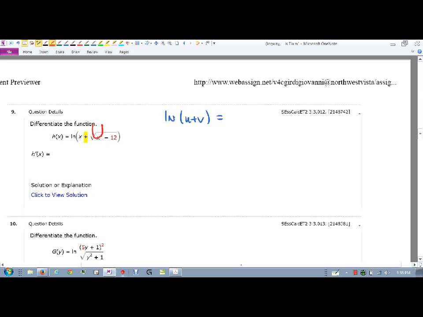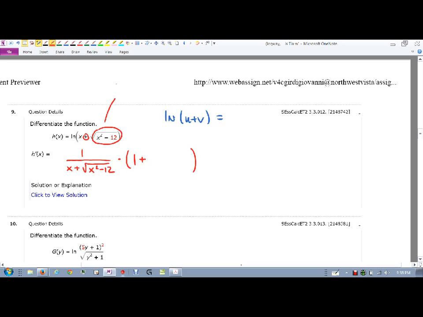The derivative of natural log of u is 1 over u, so 1 over x plus square root x squared minus 12 times the derivative of u. So what's the derivative of what's in here? Well, this is two terms separated by addition. Derivative of x is 1, plus now derivative of this, that's a chain rule.